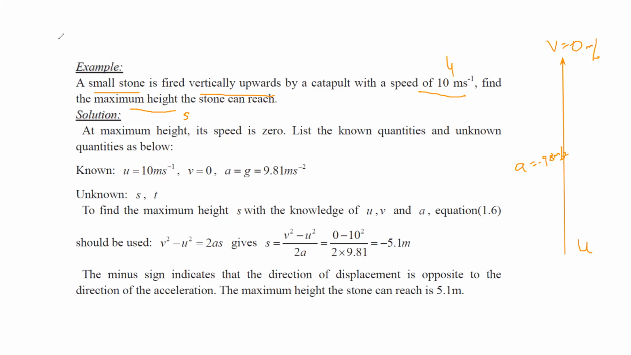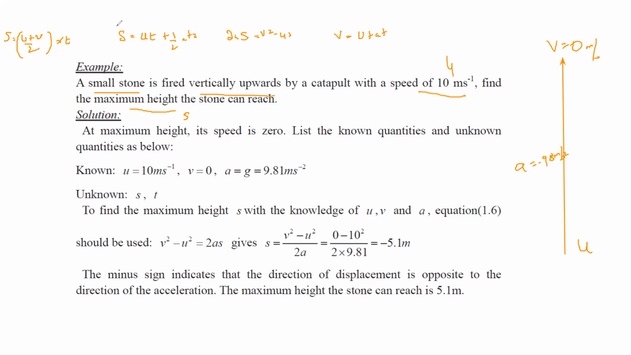So again I write all the equations and will work out. We have the equation s is equals to u plus v divided by 2 multiplied by t. Then we have s is equals to ut plus half at square. Then we have 2as is equals to v square minus u square, and then v is equals to u plus at.